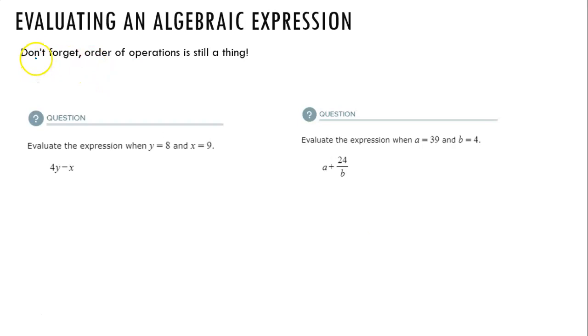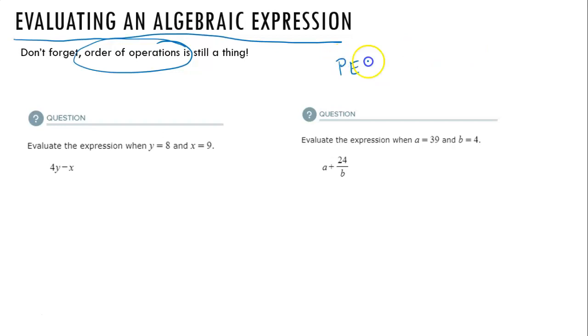You might want to write yourself a note. We're still under the same topic, but we want to remember that when there's more than one operation, order of operations is still a thing. We still need to follow our order of operations: parentheses, exponents, multiplication and division, addition and subtraction. You might want to write that right down if you don't have it memorized, but you should have it written down from previous lessons. When a number is right next to a variable, that's telling you to multiply.